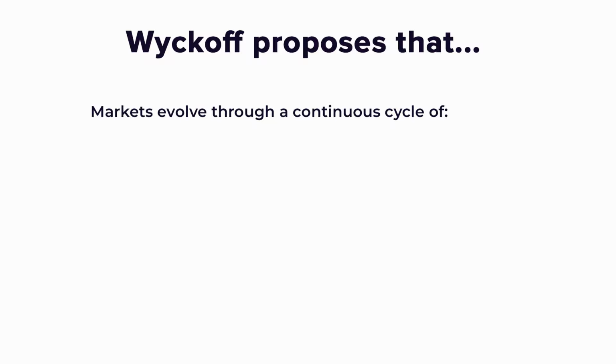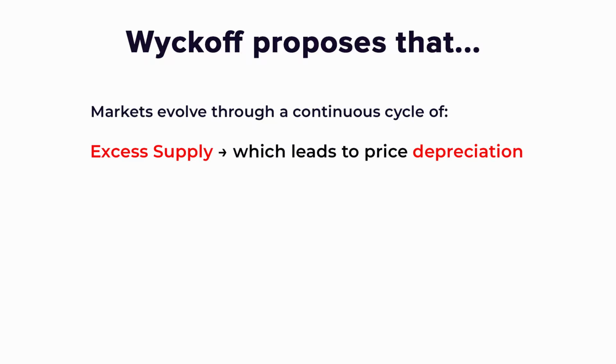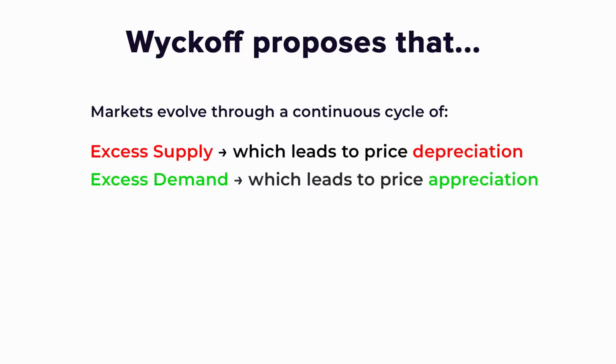Wyckoff suggests markets follow a perpetual cycle: price depreciation from high supply and low demand, and price appreciation from high demand and low supply. Essentially, market movement is a battle between supply and demand. The Wyckoff Method states that by observing these cycles in real time, traders can position themselves for successful trades.